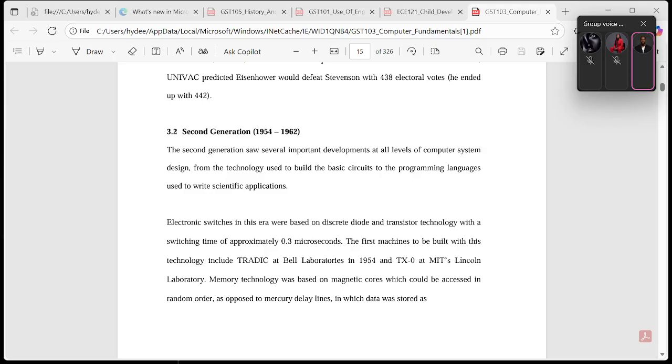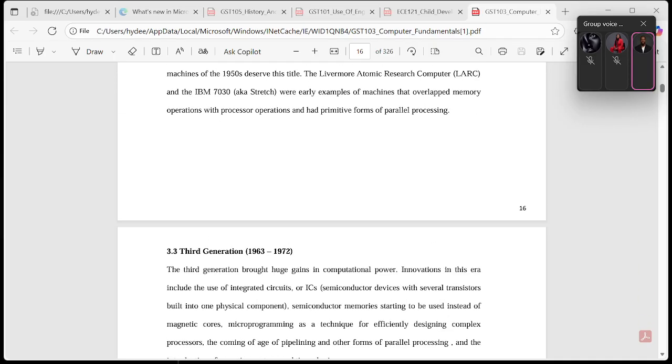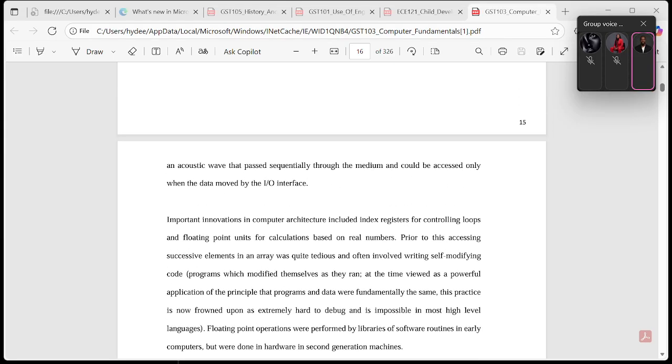The next thing is architecture. I want to talk about the architecture of the second generation, how this generation was flexible, operating from hardware to software. The second generation introduced index registers. Please take note of that. That is on page 16 of your unit 2 course. Index registers for controlling loops and floating point units.